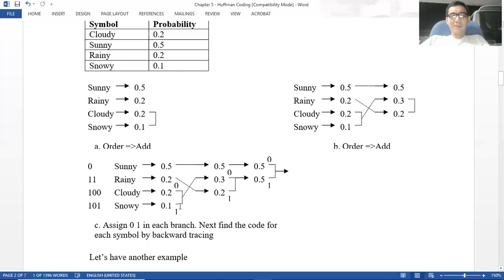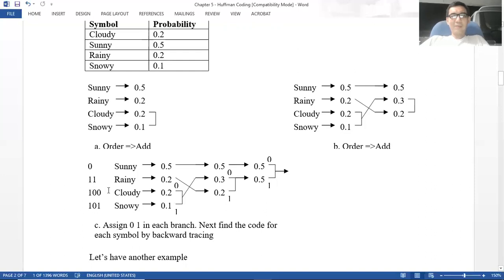So for each of the combinations here, we will assign 0, 1, 0, 1, and 0, 1, for each branch. All right, and then from there, we try to look for the codes. For example, how do we get 0 here? That is, just travel from here to here. So you get 0, okay? Next, how do we get 1, 1 here? So you travel 1. So this is bit 1. And then you travel up. Then you reach here, you get 1. So another 1 here. So 1, 1.